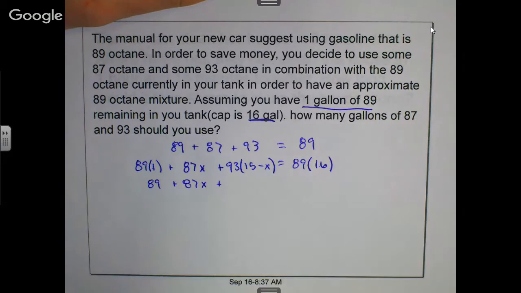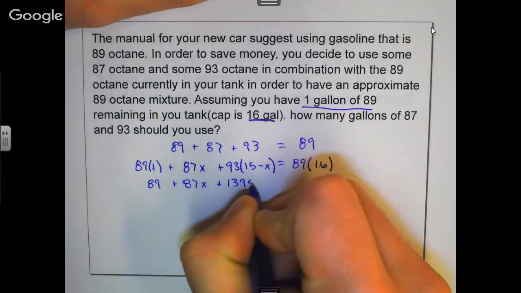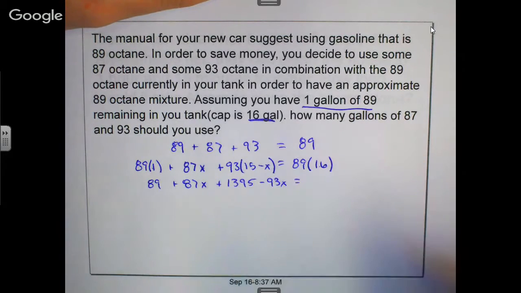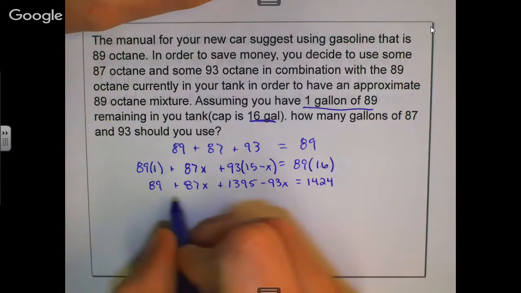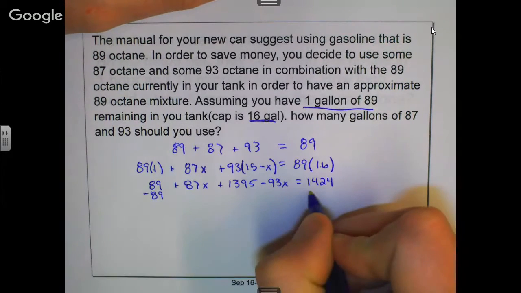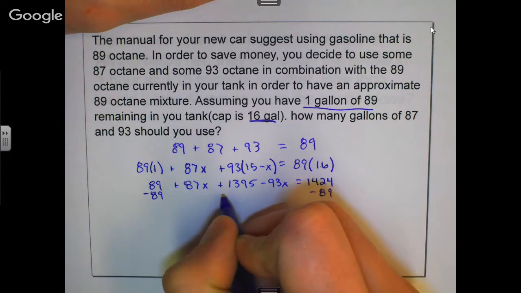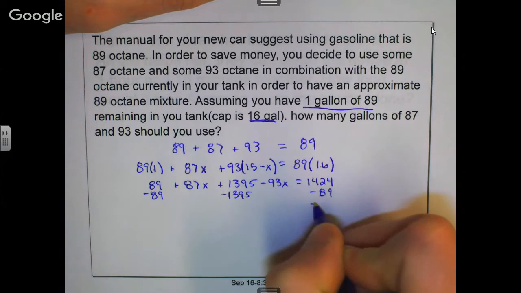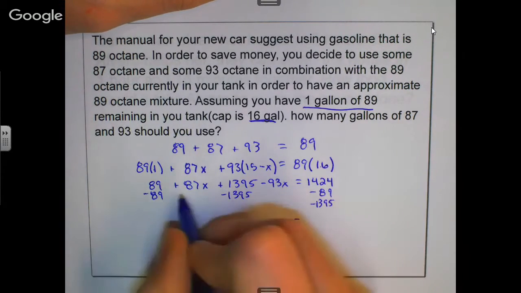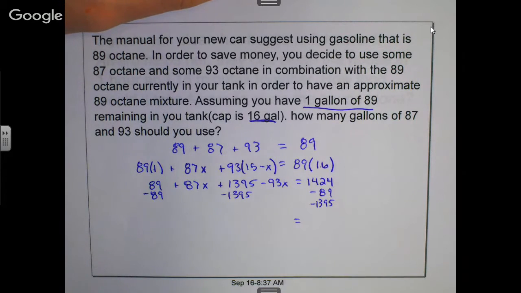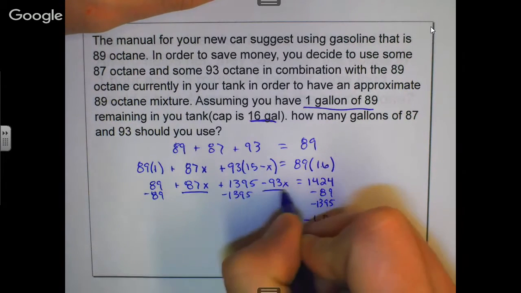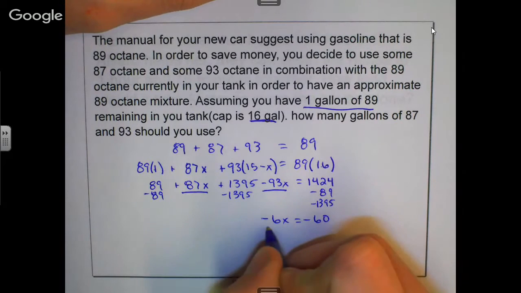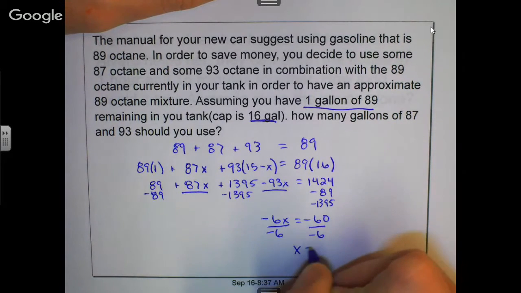93 times 15 is 1395 minus 93x equals 89 times 16, 1424. All right, so I have minus 89, minus 89, minus 1395, minus 1395, and you get negative 60. And then you have 87x minus 93x, so that's minus 6x. Divided by negative 6, x is 10.